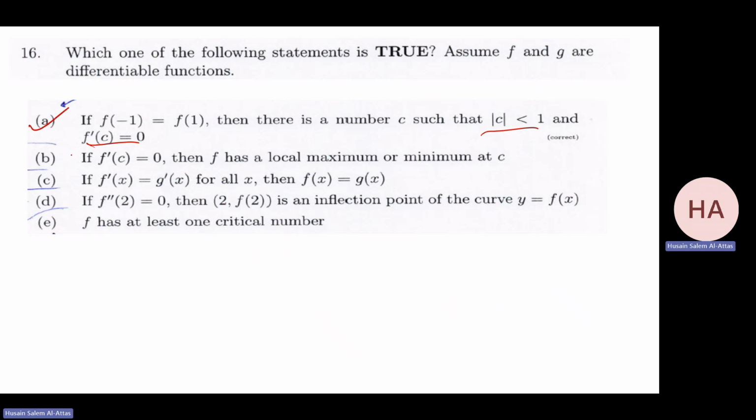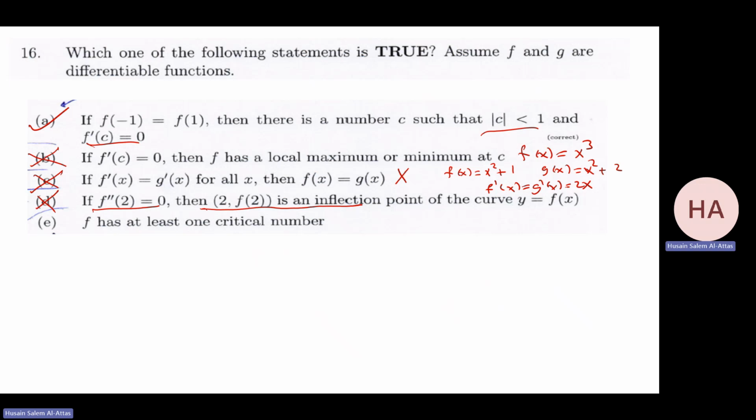If f prime equals 0, local minimum? It said no. Why? x cubed is a good example. If f prime equals g prime, does f equal g? No. Take f as x squared plus 1 and g as x squared plus 2. They're not the same, but their derivative is the same. So this is wrong. If f double prime at 2 equals 0, then 2 is an inflection point: not always correct. We say you need to check concavity, a change of concavity. Sometimes there is no change of concavity. So this is wrong also. If it has at least one critical number, maybe.